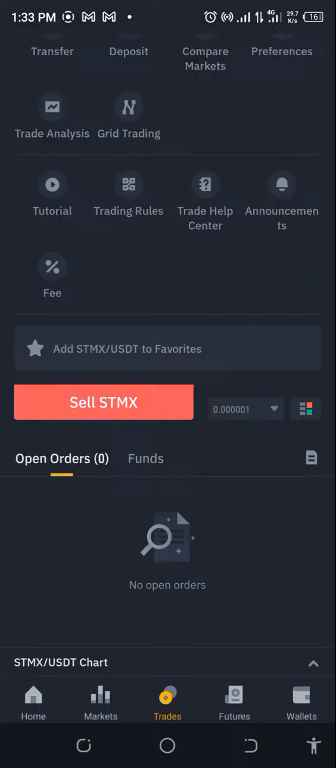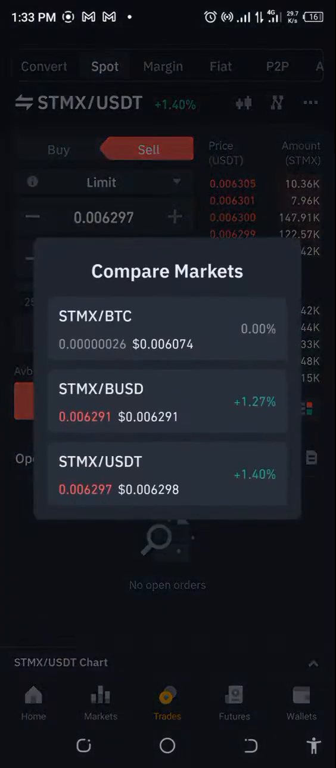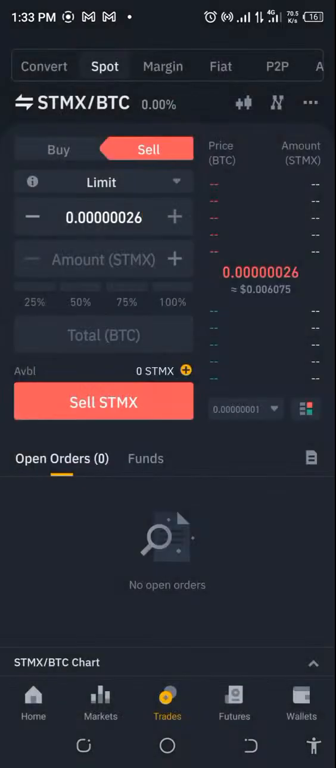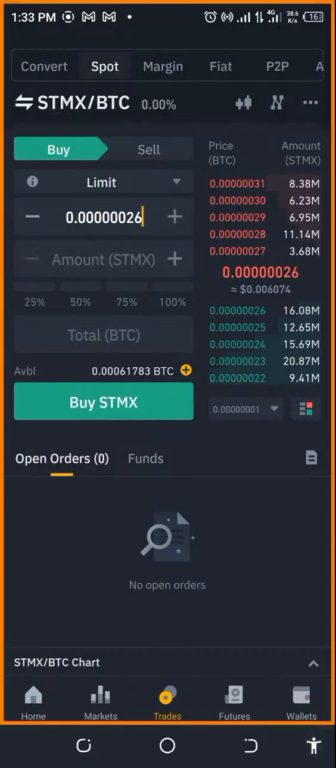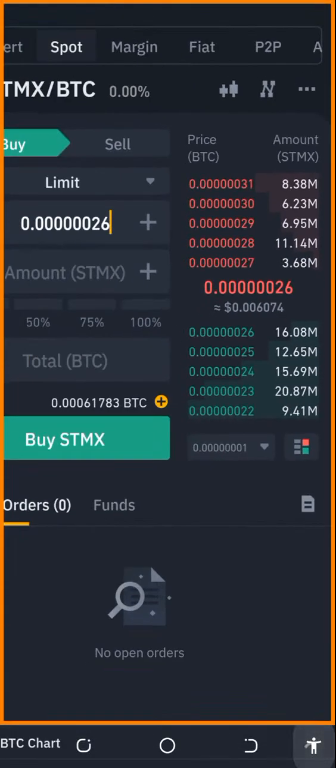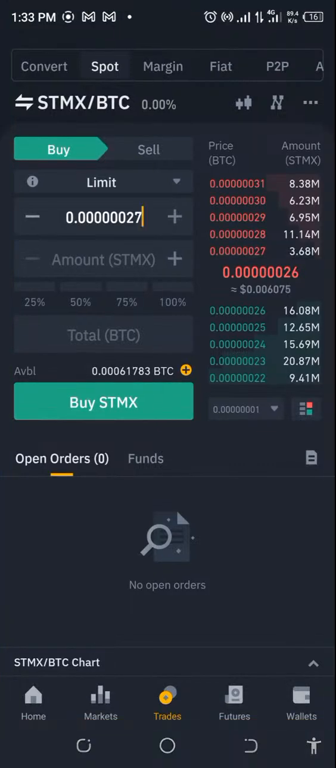So let's go back and select our BTC, checking that everything is still complete and correct. What I'm going to do now is buy this. But before I put in the 100%, instead of choosing 26, I'm going to choose 27. So let's choose that and then put 100%. Now, of course, you can see the price is different. I mean, the number of STMX we'll get is different.